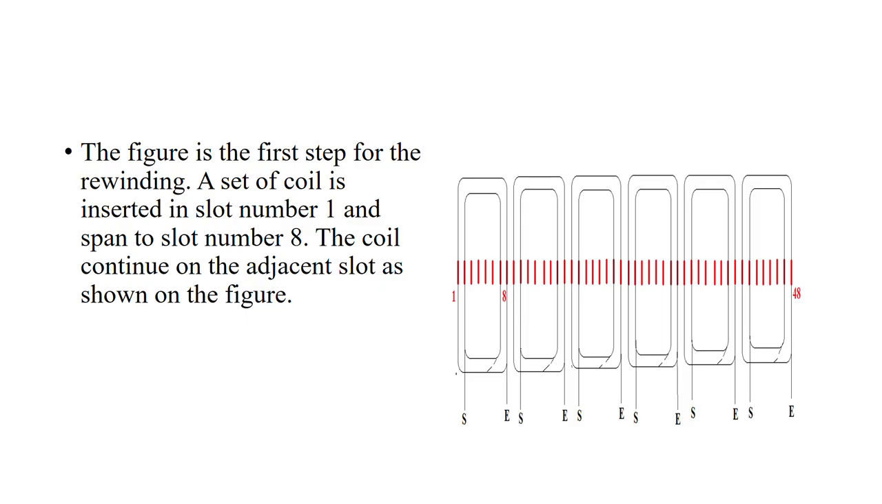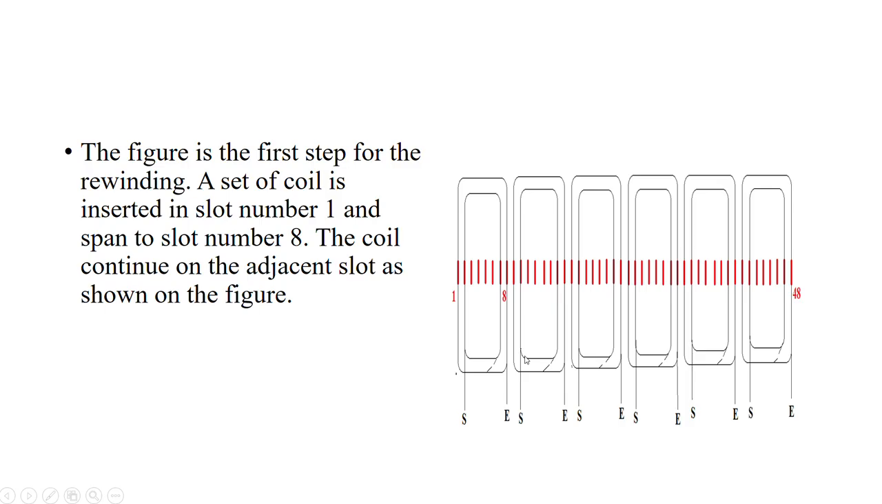The figure is the first step for the rewinding, which is 48 slots. 1, 2, 3, 4, 5, up to 48 slots. From the calculation above, the first slot, which is 1, will go to the 8th slot, that is outer span. For the fact that the group of coil is 2, the adjacent wire will go, making 1, 2. That's the group of coil. You can see there's no wire that is cut, it's continuous. This is going to be the start and the end.